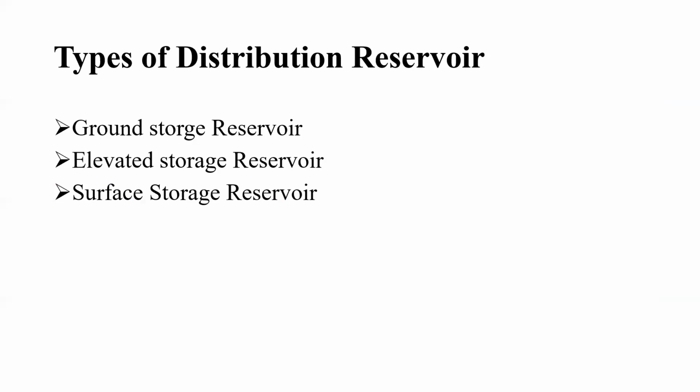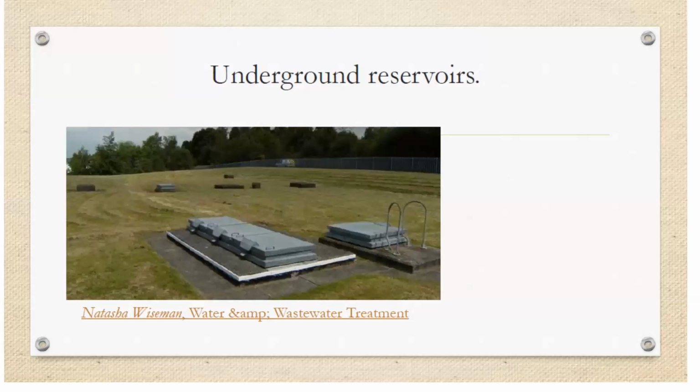Okay. Now, what are the different types of distribution reservoir? So these are the ground storage reservoir, also known as GSR; the elevated storage reservoir, known as ESR; and the surface storage reservoir, SSR. Usually ESR and GSR are used. If required, SSR is also constructed.